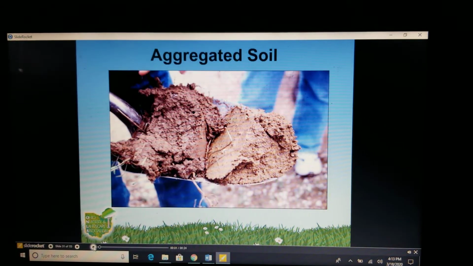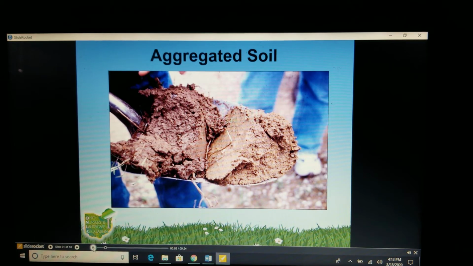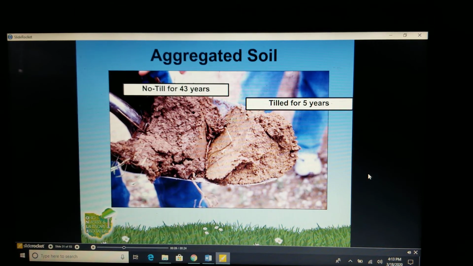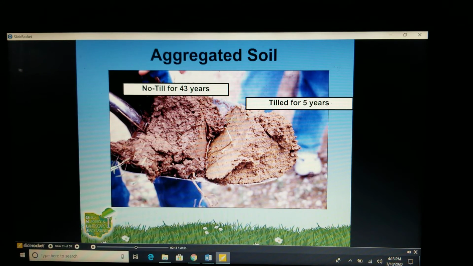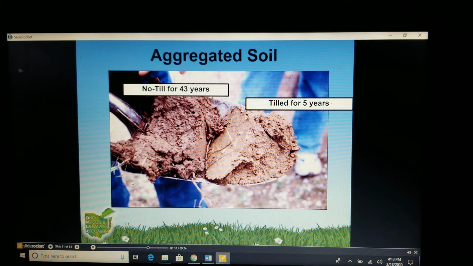These soils are exactly the same. The only difference is that the soil on the right was tilled annually for 5 years, while the soil on the left remained unplowed for 43 years. You can clearly see the aggregates in the soil on the left. In the soil on the right, the aggregates were destroyed and not given time to reform. Tilling can improve soil consistency, but it destroys soil structure.